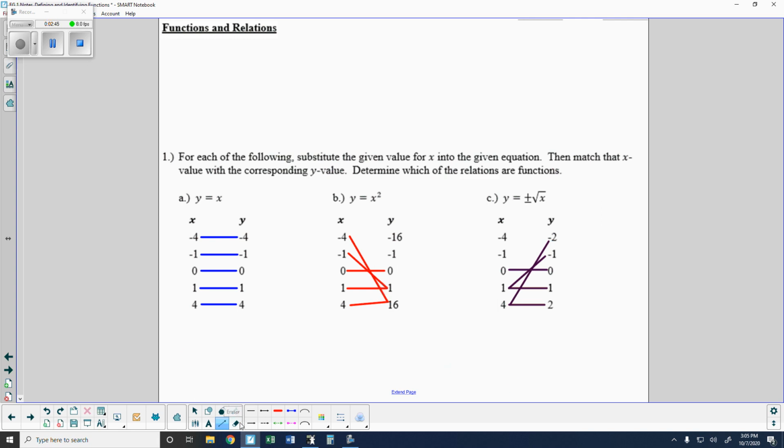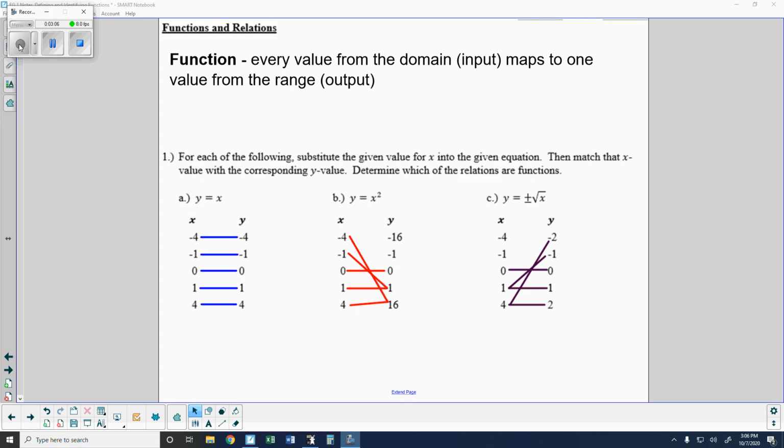Now, this is what we're going to use to establish a definition for a function. Two of these are a function. One is not. Take a look at A, B, and C and see if you can figure out which ones are a function and which one is not. If you said that A and B are functions and C is not a function, you would be correct.